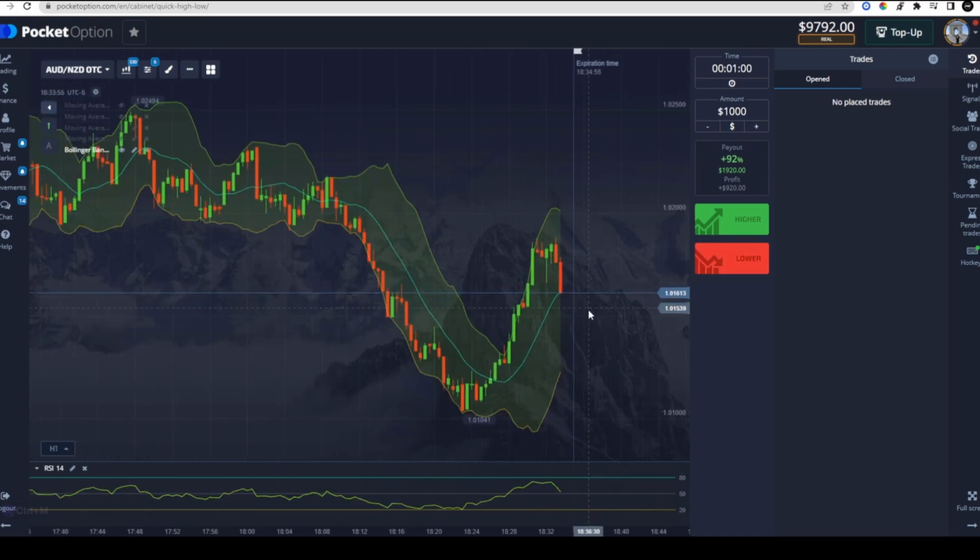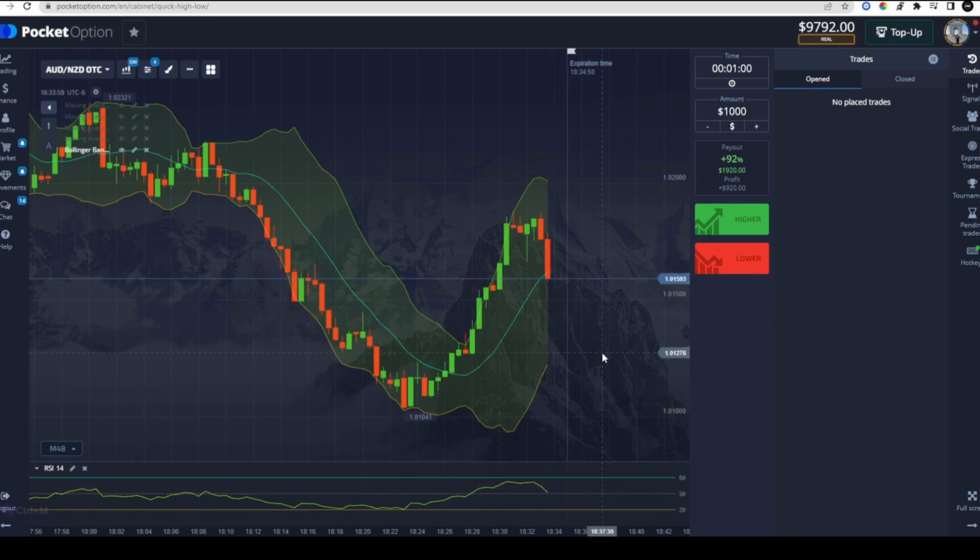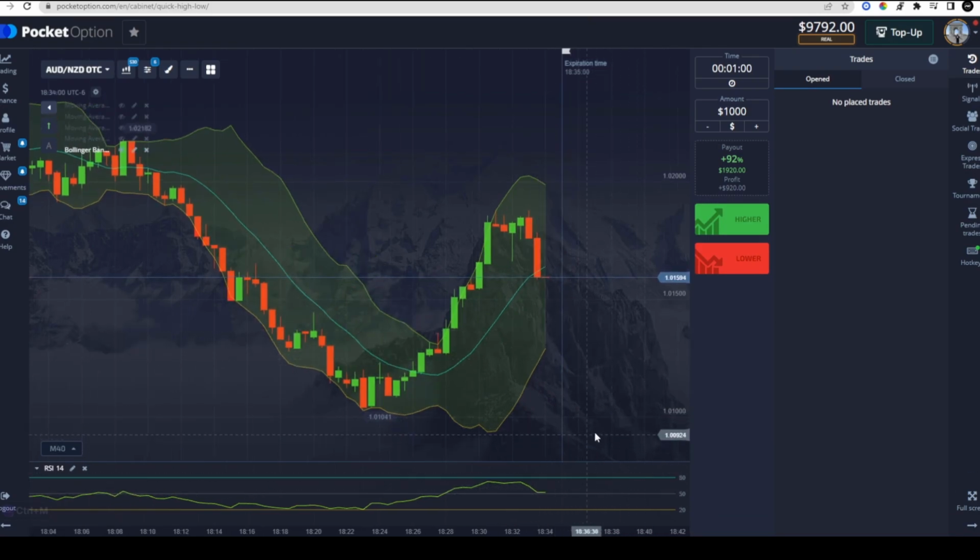Here we have a good scenario. Let's wait for the RSI indicator. It's going to cross it, and we are going to trade for 1 minute.